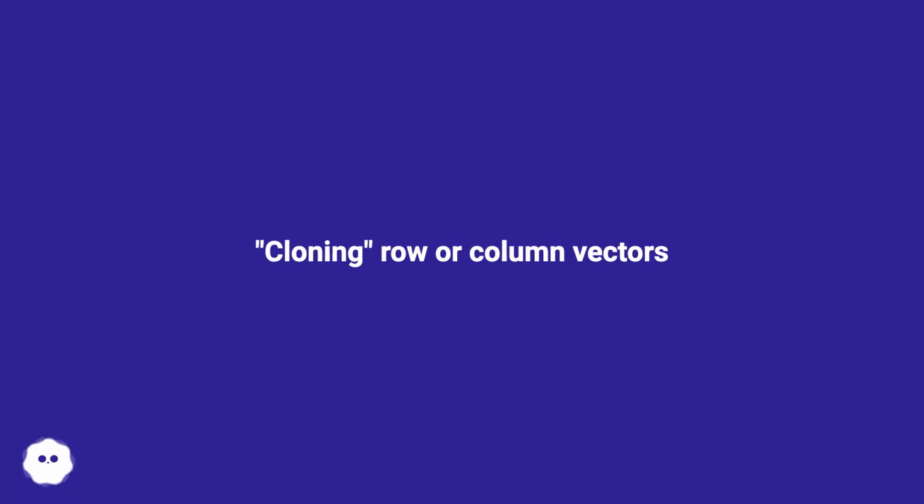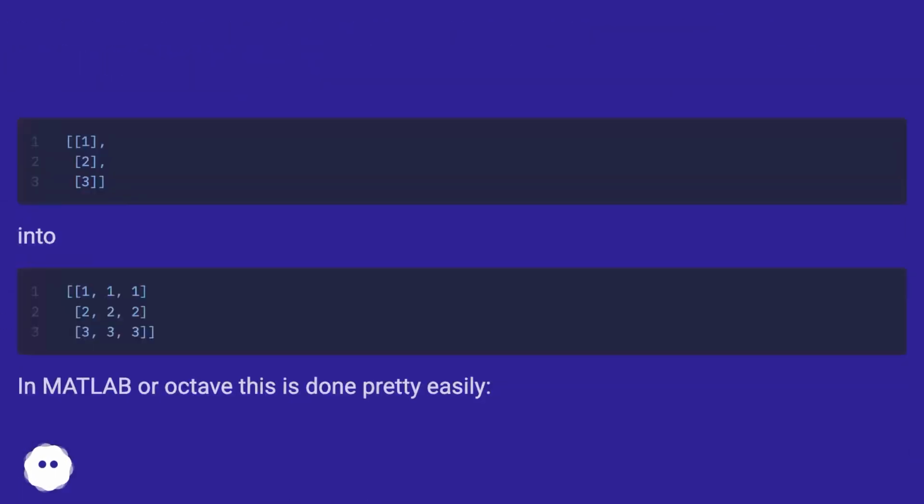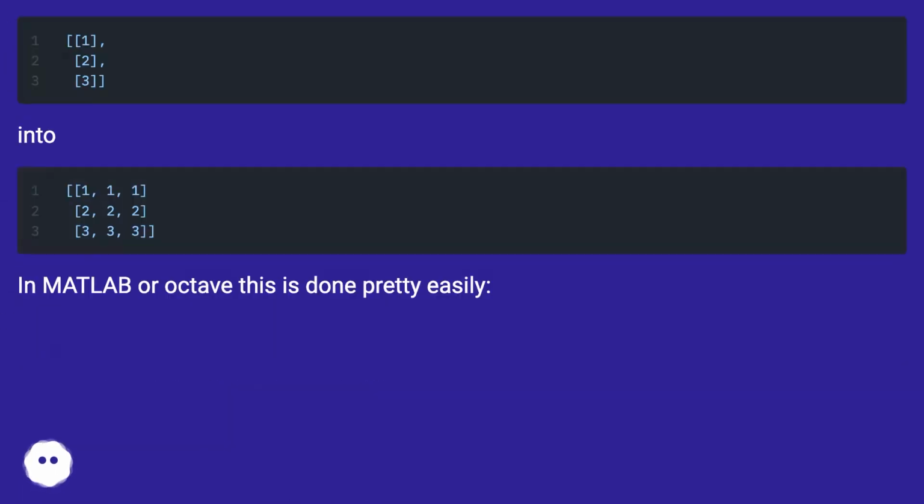Cloning row or column vectors. Sometimes it is useful to clone a row or column vector to a matrix. By cloning I mean converting a row vector such as into a matrix, or a column vector such as into.